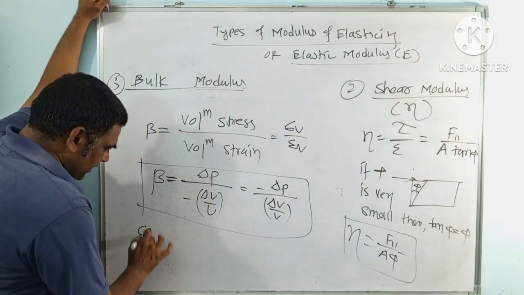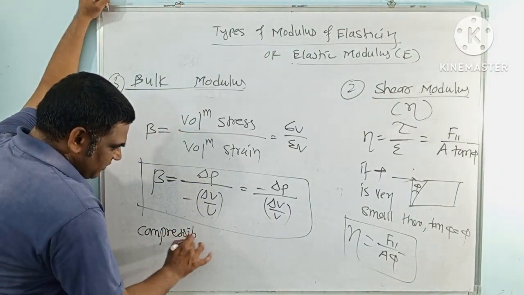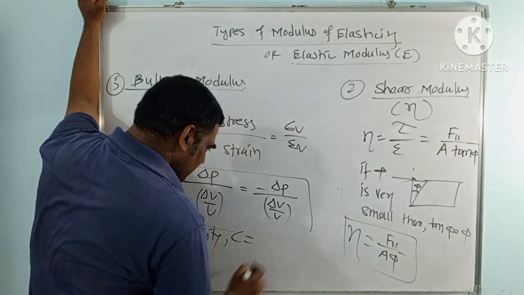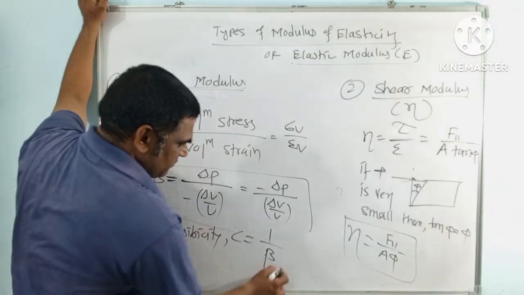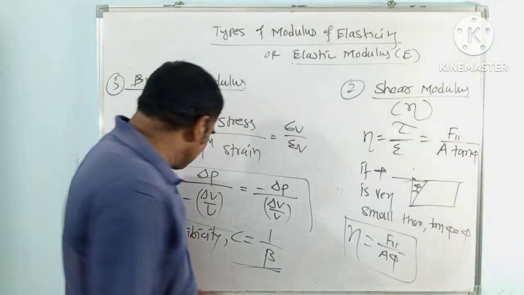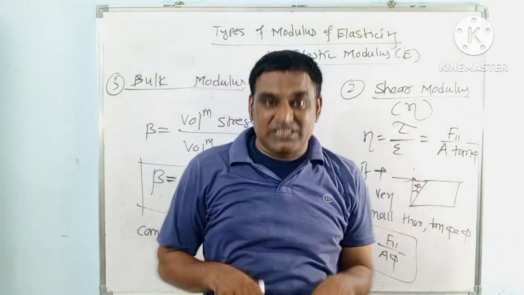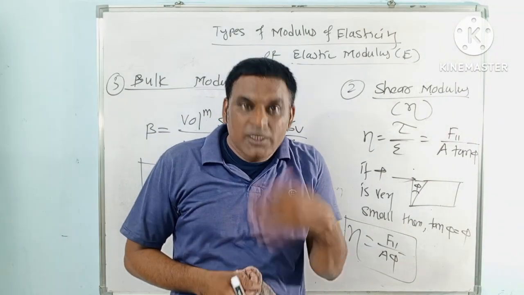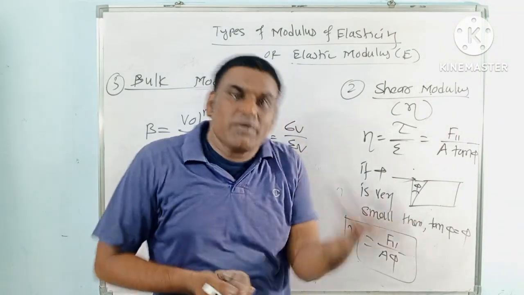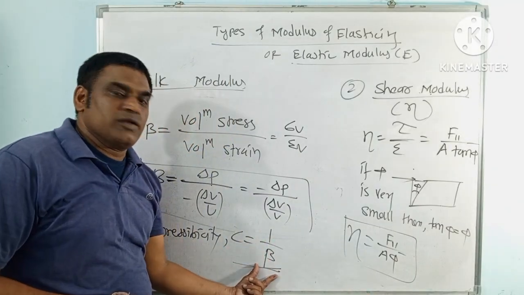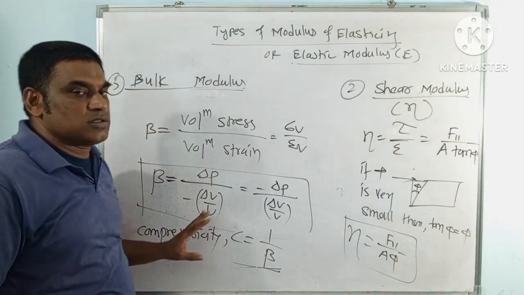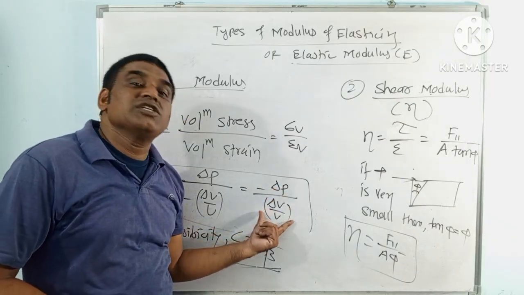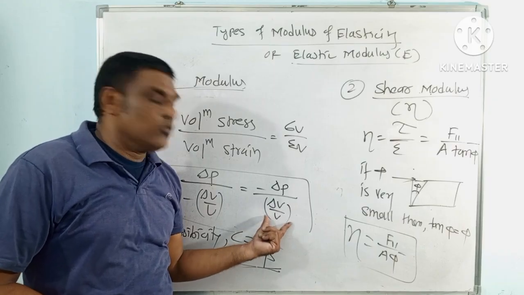Another word is there, compressibility. We will not talk more about this. Compressibility C is the reciprocal of bulk modulus. Compressibility is the ability of the material, basically fluid, to get compressed, and it is given by 1 by B. B, or beta, is bulk modulus. Bulk modulus is volume stress, that is the change in pressure, divided by volumetric strain, change in volume by volume.